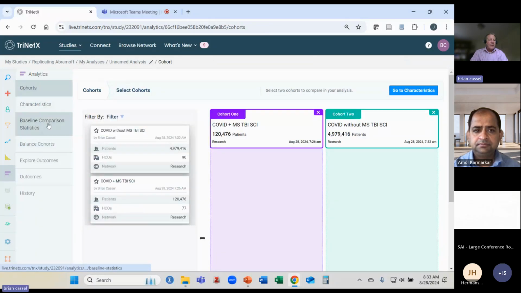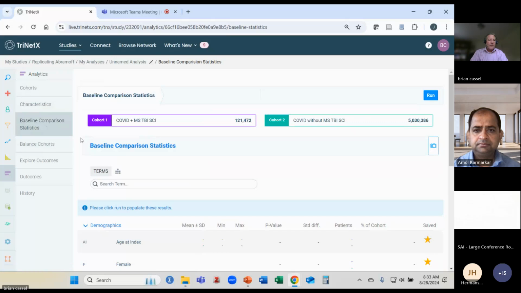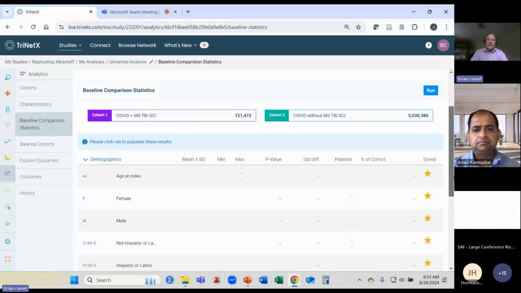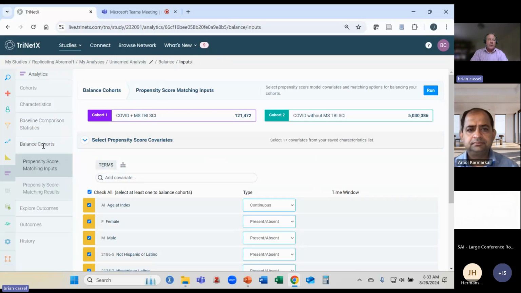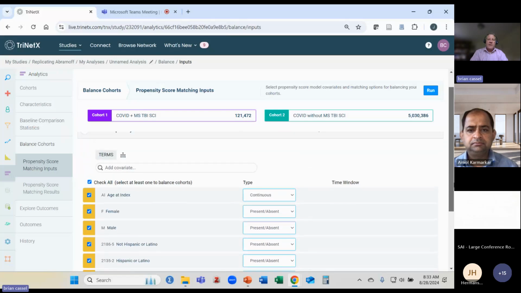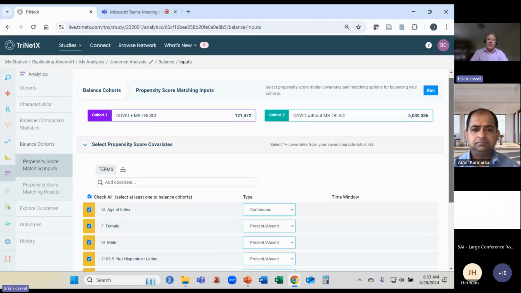Now, underneath of these, it has not fully incorporated the information from these baseline characteristics. So I'm going to click run again. Well, I'm going to see, maybe I can skip to balance cohorts. You can make some modifications here on this screen.